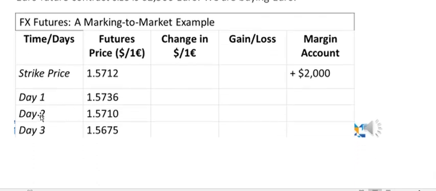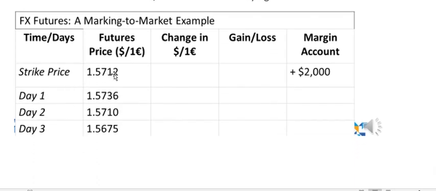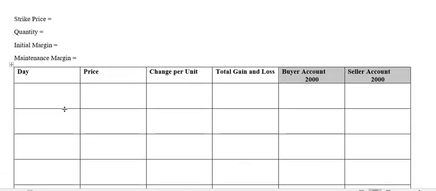Our strike price, which is our contract price, is $1.5712 per euro, and then day 1, day 2, day 3 prices are given. So note down these values because I'm going to shift them here. What was our strike price? Our strike price was $1.5712 per euro that we buy. The quantity that we planned to buy was 62,500 euros. Our initial margin was $2,000 and our maintenance margin was $1,500.